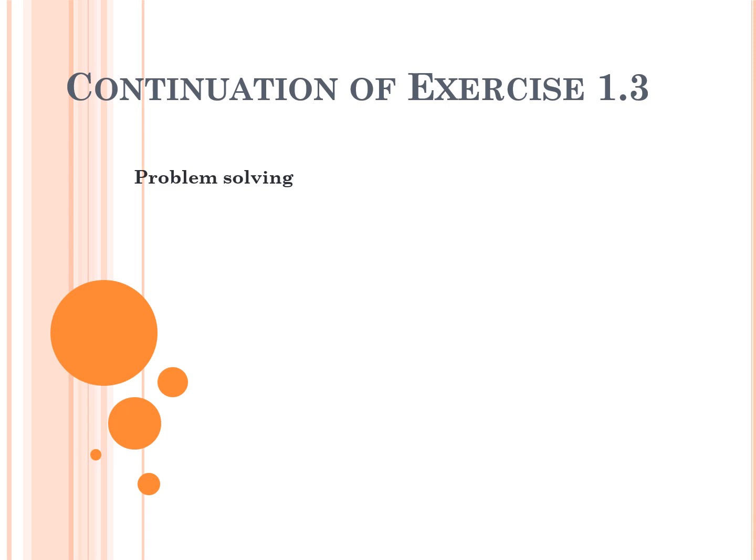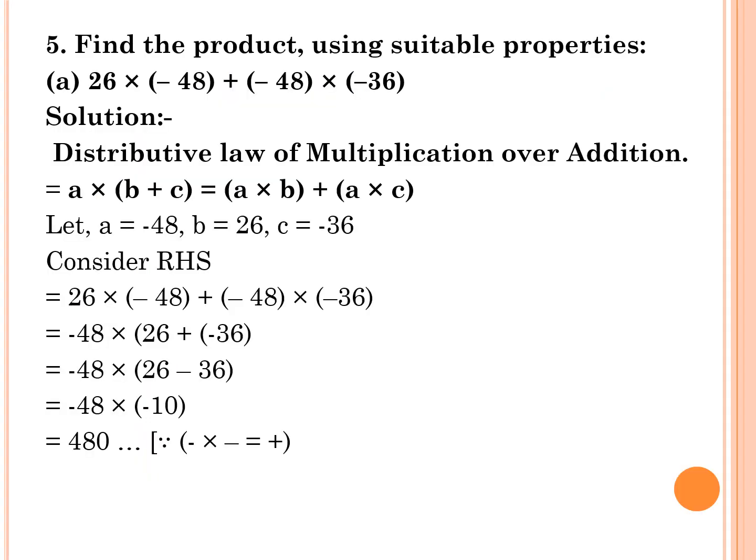Hello everyone. Today let us start continuation of exercise 1.3 from chapter 1, class 7 maths, that is integers. Let us solve some of the problems on properties of multiplication, that is multiplication properties, problem solving. As we have solved 4 problems in the previous PPT, now let us move on to the fifth problem, that is, find the product using suitable properties.